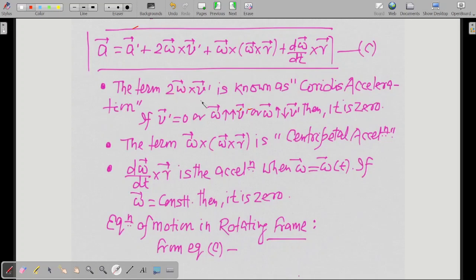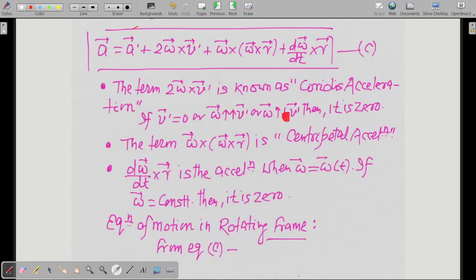So the term 2 omega cross v prime is known as Coriolis acceleration. If v prime equal to 0, then what happens? If this v prime equal to 0, or if omega and v prime are anti-parallel, or if they are parallel, then what will happen?